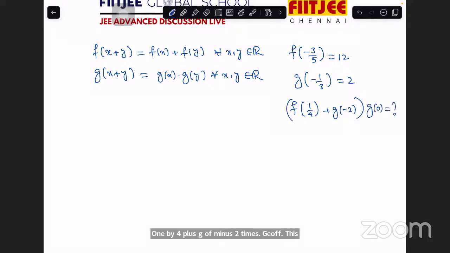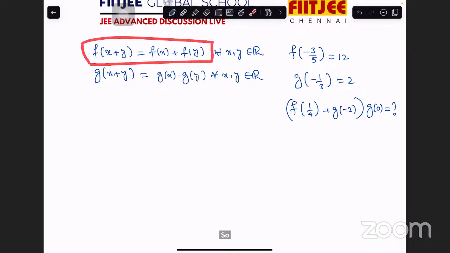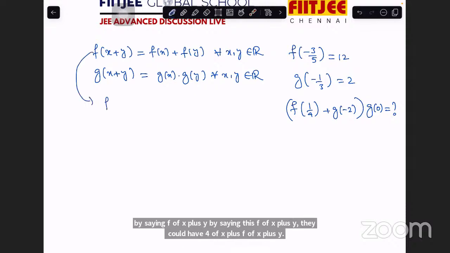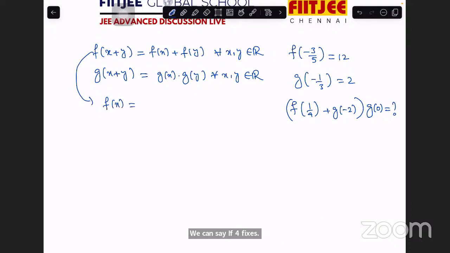This is one of the easiest questions I can say. By saying f of x plus y equal to f of x plus f of y, we can say f of x is some kind of ax function. You can see if you take a times x plus y, you get ax plus ay.